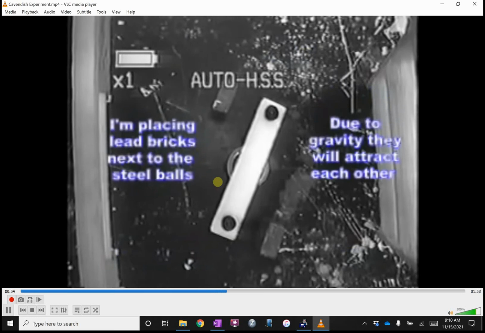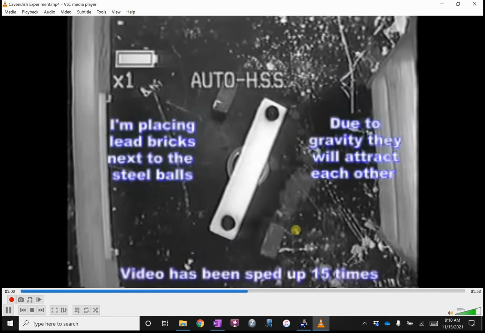We've put two lead bricks with big masses. So this brick will attract that with a force of gravity. This brick will attract that with a force of gravity. This will twist. Time lapse, but it will twist.